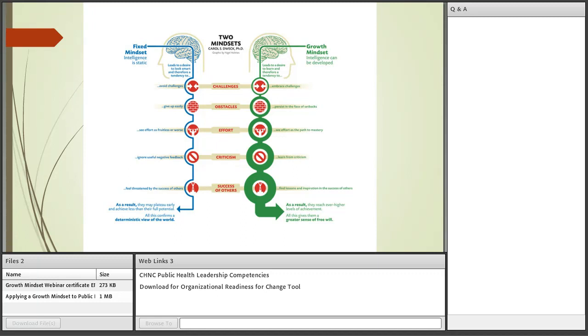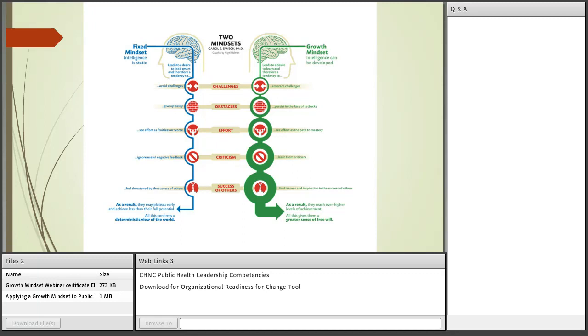So in a fixed mindset, you will see that individuals avoid challenges, versus in a growth mindset, it's about embracing challenges. When you look at obstacles, fixed mindset individuals give up easily, and growth mindsets persist in the face of setbacks. In terms of effort, fixed mindset people think, okay, I'm intelligent, I'm talented, so they often see effort as fruitless or worse. On the other hand, those in a growth mindset see effort as a path to mastery.